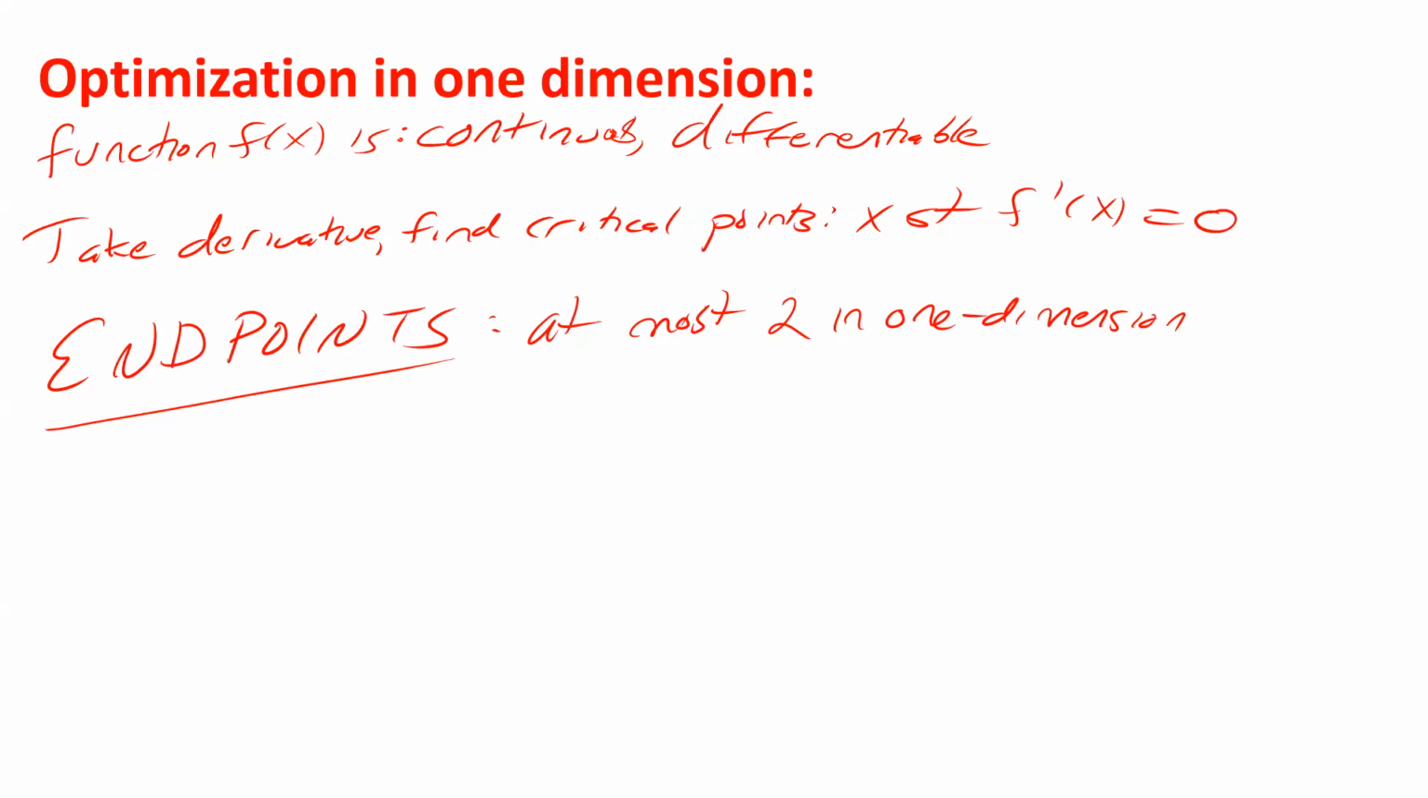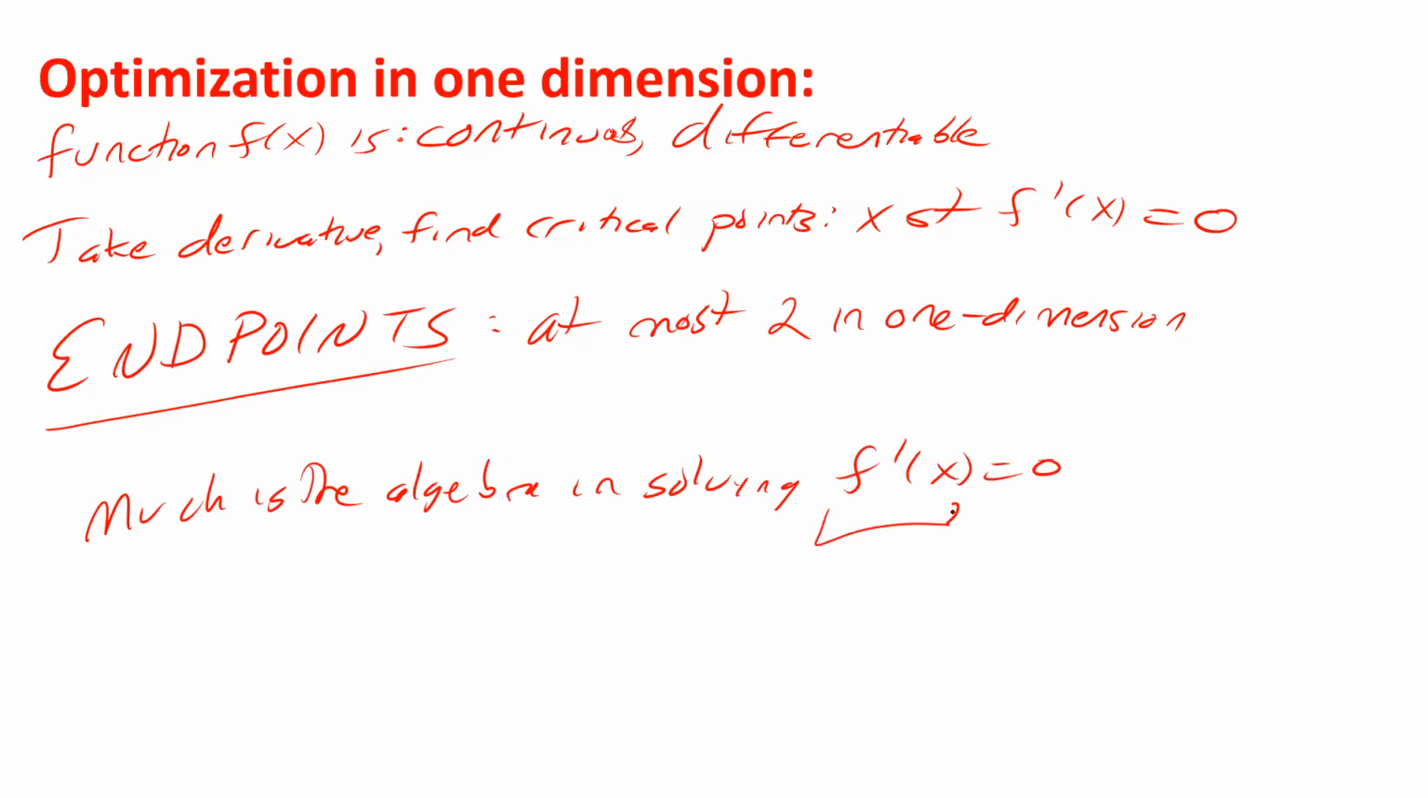A lot of this comes down to the algebra in solving, say, f prime of x equals 0. The calculus is right here, but once we take the derivative, then it all becomes an algebra problem: can we solve it? Does anybody remember the definition of the derivative? The limit definition? Sure. You take the limit as h goes to 0 of f of x plus h minus f of x over h.